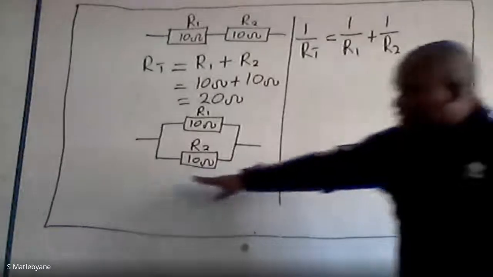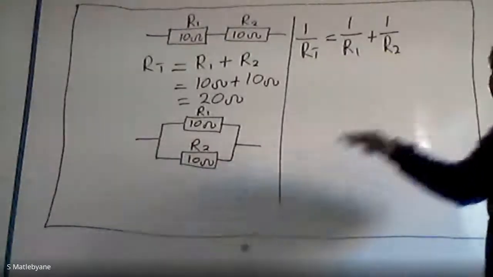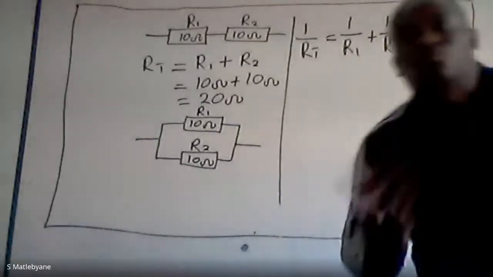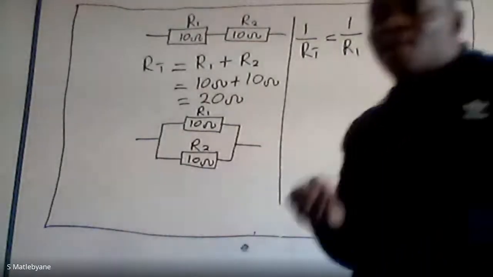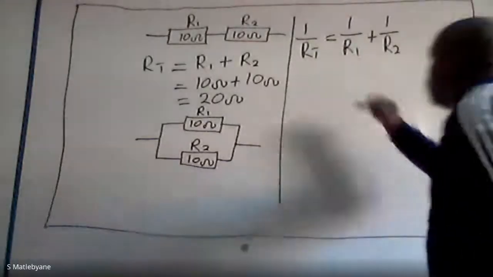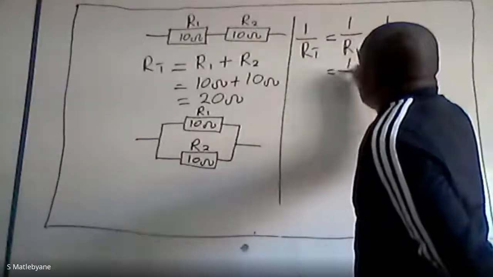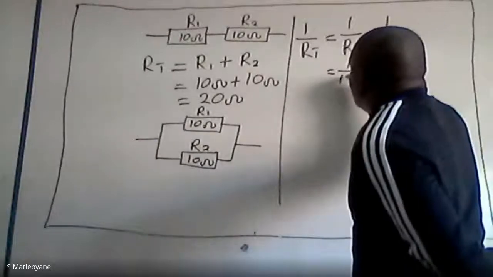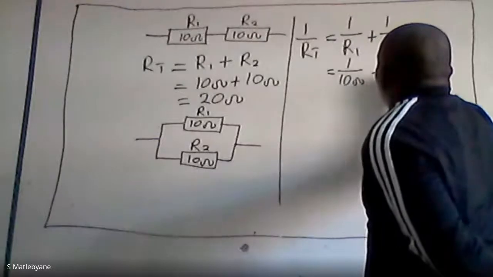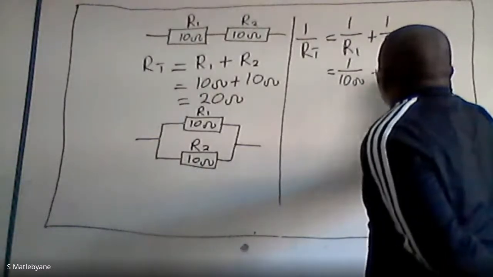Remember, if I have the third one and the fourth one, it will be plus 1 over R3 plus 1 over R4 and so on, depending on the number of resistors that you are given. Now, 1 over 10 ohms plus 1 over 10 ohms.